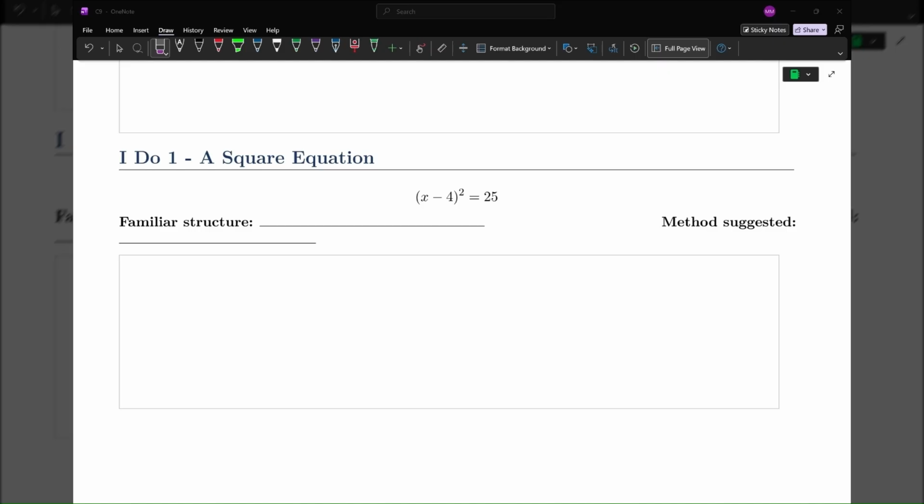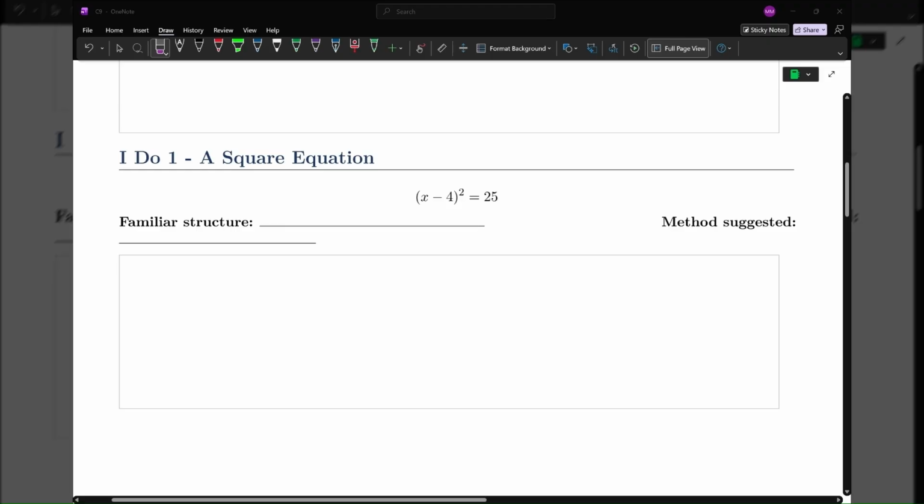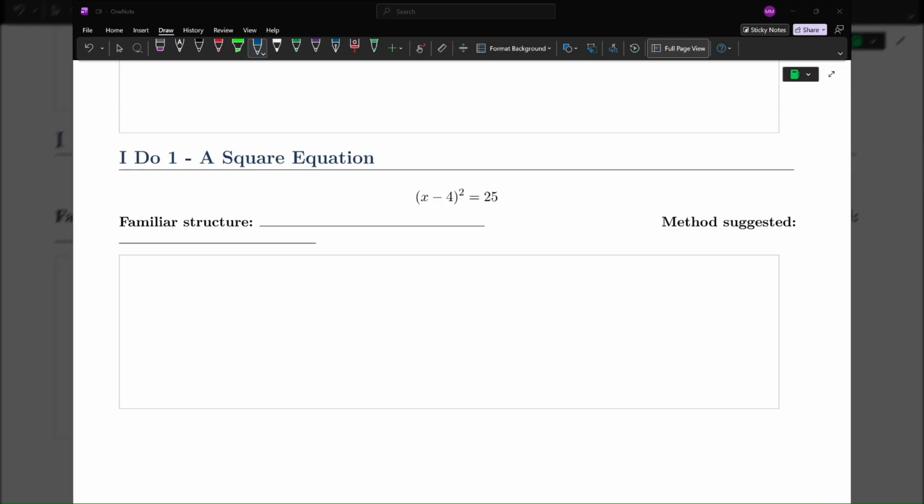As we look at this, a couple things we're asking ourselves. First of all, what is the outside structure? As we look at the outside structure, we see it's a square, right? We have something squared. So what familiar problem does this remind us of? It reminds us of the square root equations, because I can see if I square root both sides, well, now I don't have that square anymore.